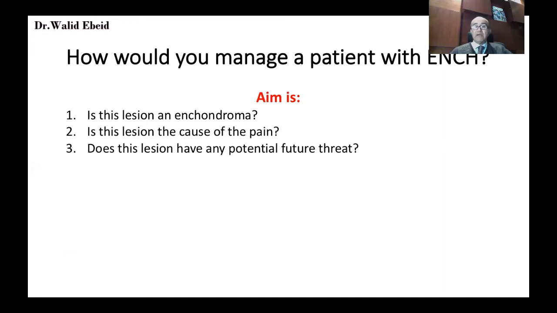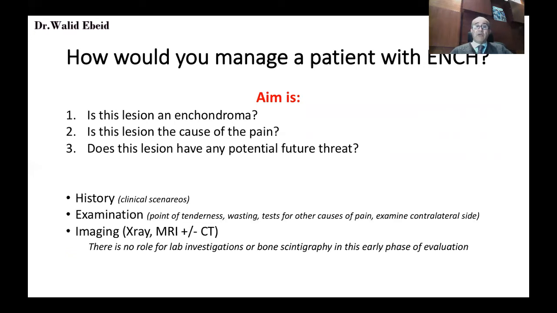So how do we answer these questions? We have to take a proper history, and from the history, we know the different scenarios that happened. If it's a painful condition, we have to ask what incites the pain and what decreases the pain. For example, a patient with rotator cuff disease may have pain only on movement, but not at rest. Patients with osteoarthritis may have bilateral similar knee pain, for example patellofemoral pain with stairs. Whereas if the pain is due to an enchondroma, it is a constant, progressive pain.